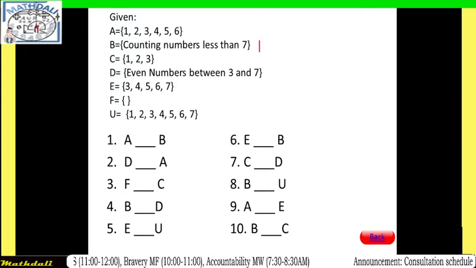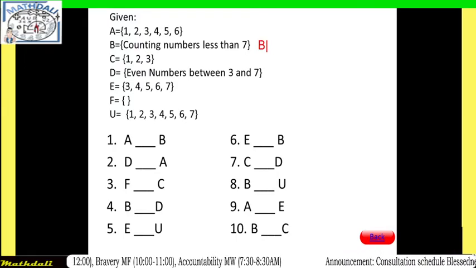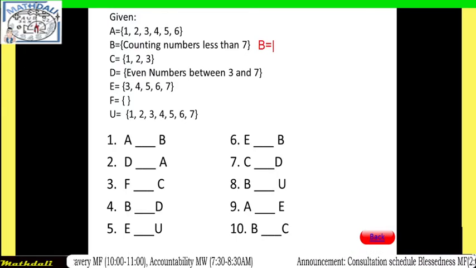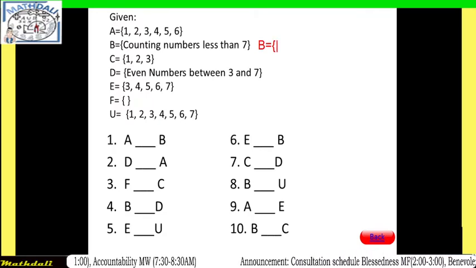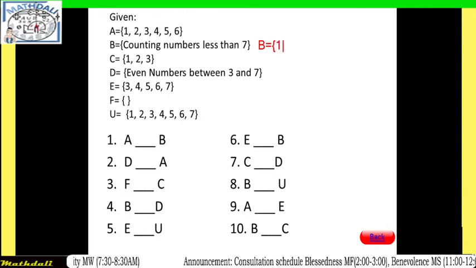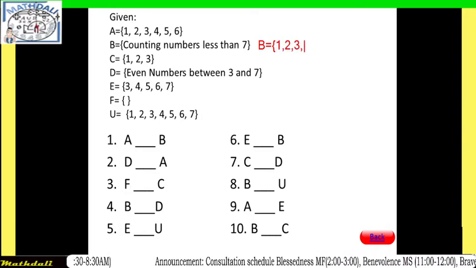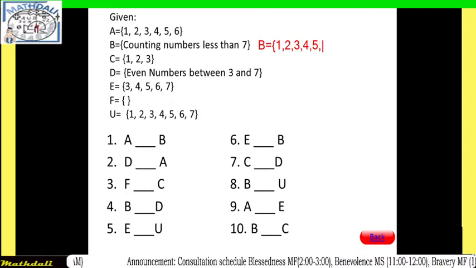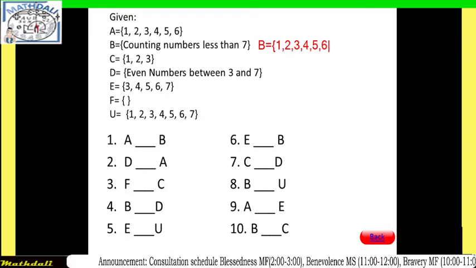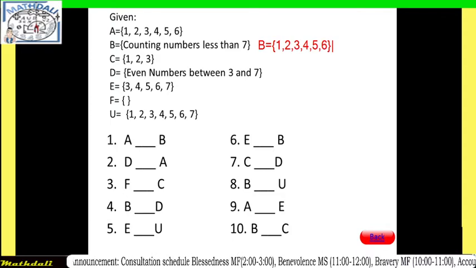We're going to identify the elements of set B since naka-verbal description yan. We have counting numbers less than 7. So counting numbers, mag-start tayo sa 1, 2, 3, 4, 5, and 6. Since that is less than 7, hanggang 6 lang.